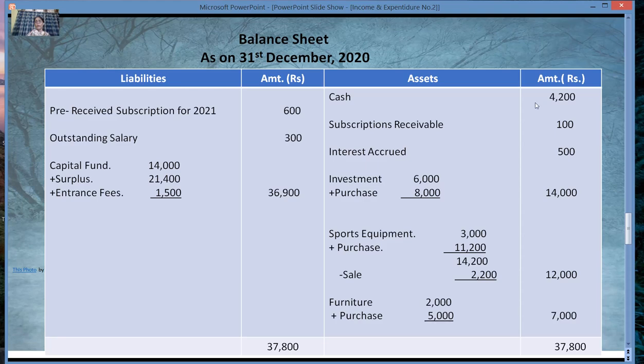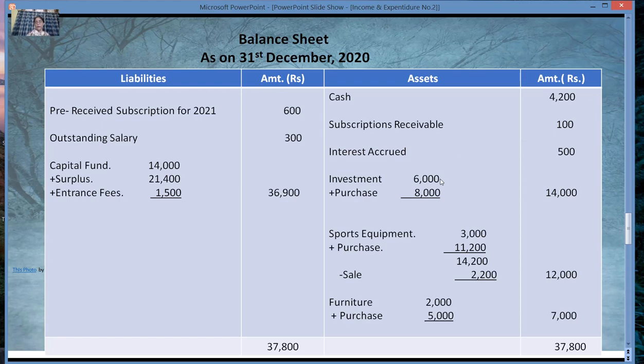Now where did we get this information? 4,200 is the closing balance of your receipts and payment account. As it's a closing balance sheet, closing balance is considered. And if you remember, our subscription outstanding was 100 at the end of the current year. So any income receivable is an asset. So this is shown. Again, interest on fixed deposit. If you remember, adjustment number D, it was outstanding at the end of the current year. So 500 is taken here.